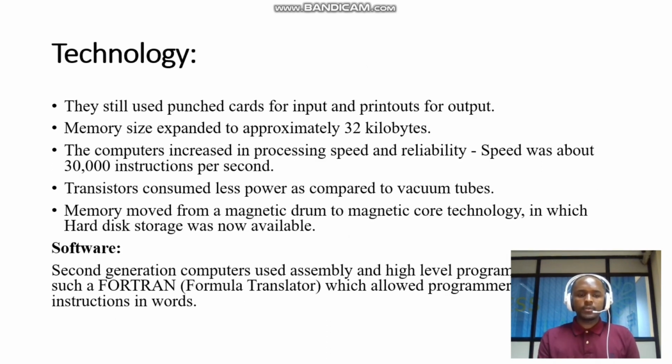The technology bit of the second generation computers: they still used punched cards and printouts for output. Memory size expanded to approximately 32 kilobytes. The computers improved in processing speed and reliability, approximately 30,000 instructions per second. They consumed less power as compared to vacuum tubes. We moved from magnetic drum to magnetic core technology.